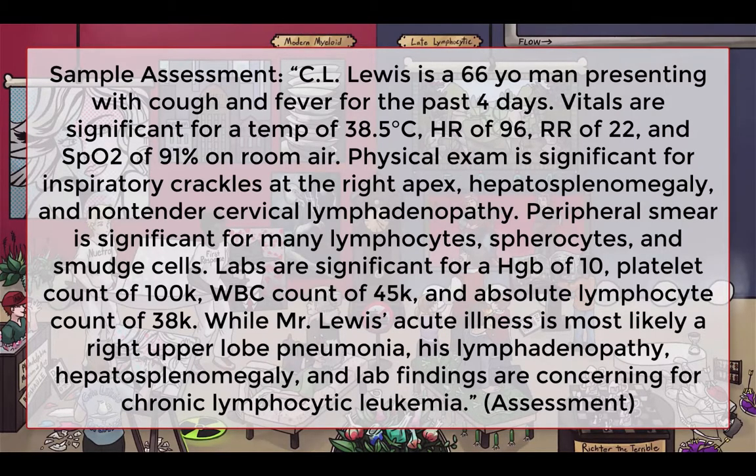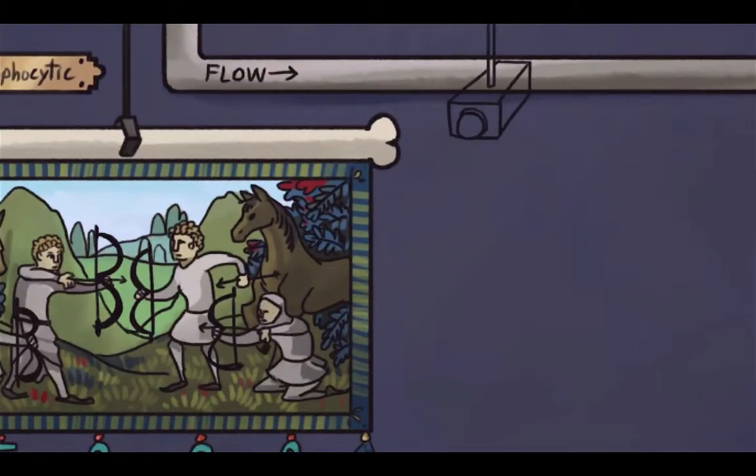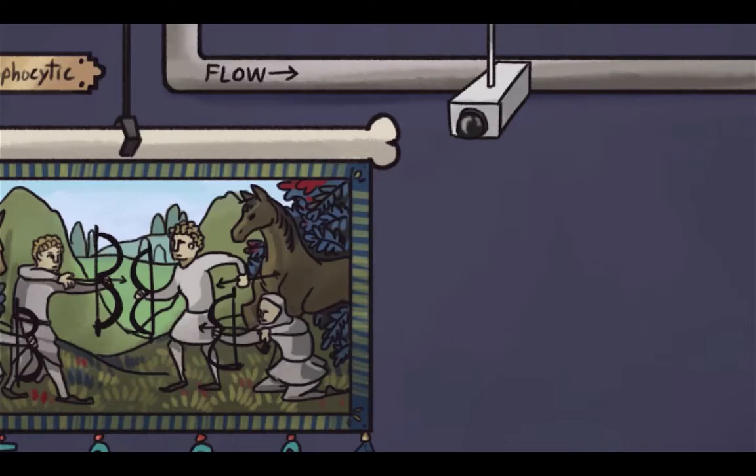Like CML, the treatment of CLL depends on the stage of disease in which the patient presents. For patients with early stage asymptomatic CLL, the standard of care is observation rather than immediate treatment. That's because, without treatment, many of these patients still have similar survival rates to the normal population. Additionally, prospective randomized trials have found no improvement in long-term survival with early treatment in CLL. During the observation period, patients are monitored with regular blood counts and clinical examinations to evaluate whether the patient has progressive disease requiring treatment.